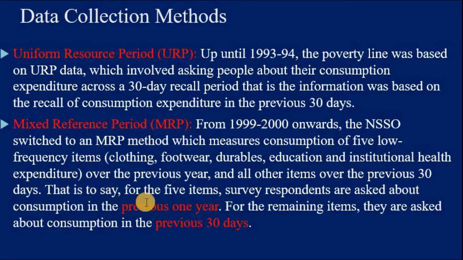Okay, so for the 5 items, survey respondents are asked about the consumption in the previous year. Then the remaining items, what are the other things they left? They are asking about the previous 30 days. So they are using both. The previous 1 year for these 5 items, and the previous 30 days for other items, to collect the data. Based on that, they are collecting the data, so that later they are estimating the poverty.